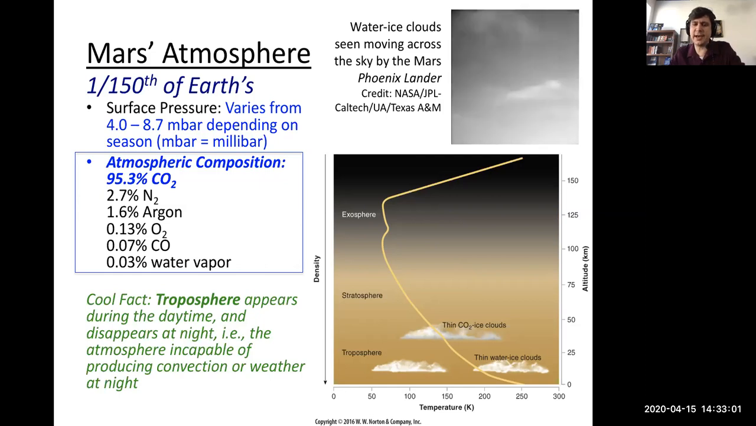So while there's still an atmosphere there, Mars loses the troposphere, where there's actually convection occurring, during the nighttime, which means that weather pretty much shuts down at night on Mars. Still have atmosphere there, but no real weather to talk about.